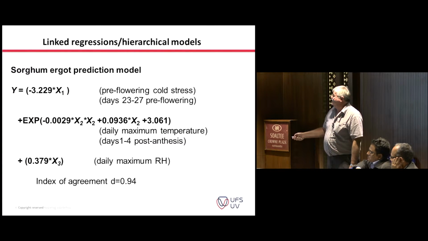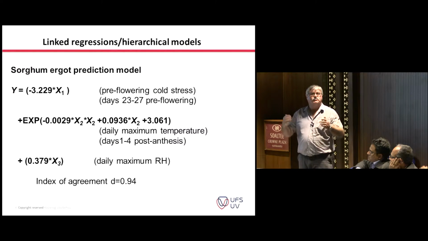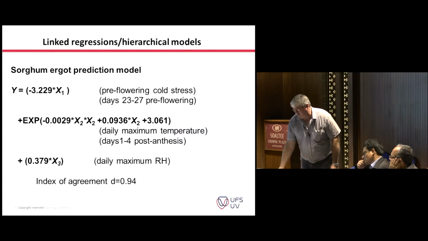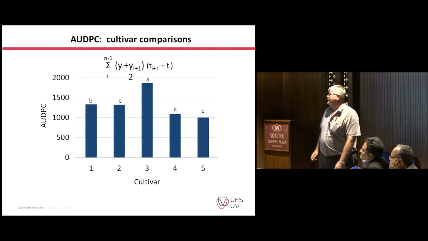Here you have minimum temperature during the early flowering period, the relationship with daily maximum relative humidity, and you add all these models together and you link these regressions, and you can get a fairly good prediction of how much ergot you're going to get. So in other words, now you're getting into disease prediction models and various other things.